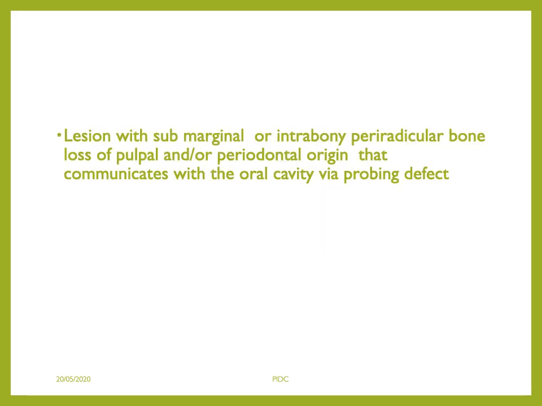What is an endoperiodontal lesion? A lesion with submarginal or intrabony periradicular bone loss of pulpal and or periodontal origin that communicates with the oral cavity through a probing defect. So a lesion occurs due to bacterial infection which originates from pulpal or periodontal origin. We can simply call it an endoperiodontal lesion.